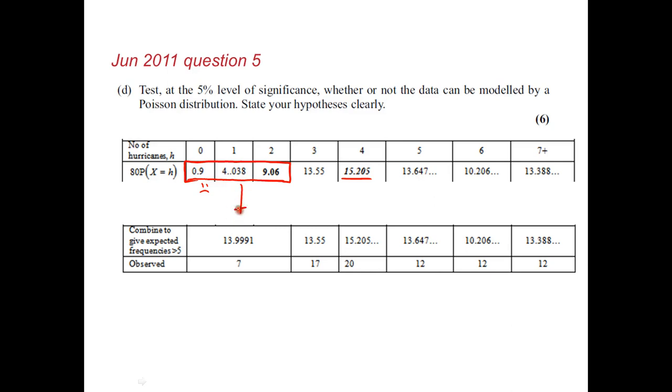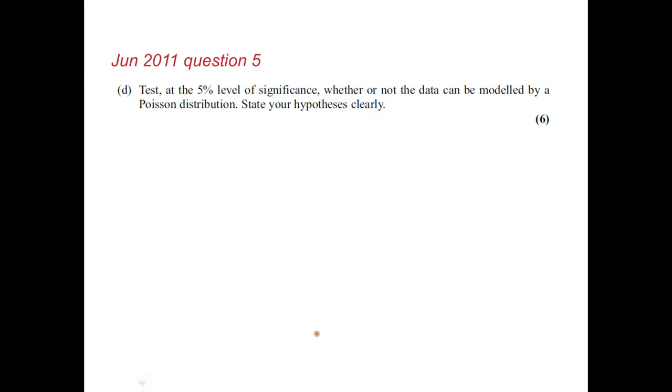So that's where the 13.9991 comes from. So the key thing to recognize here is we actually have 6 categories combined. And that's going to be very, very important when we come to degrees of freedom. So that's how we combine them. And then what we need to be able to do, again, in each case, is work out the difference between observed and expected data.